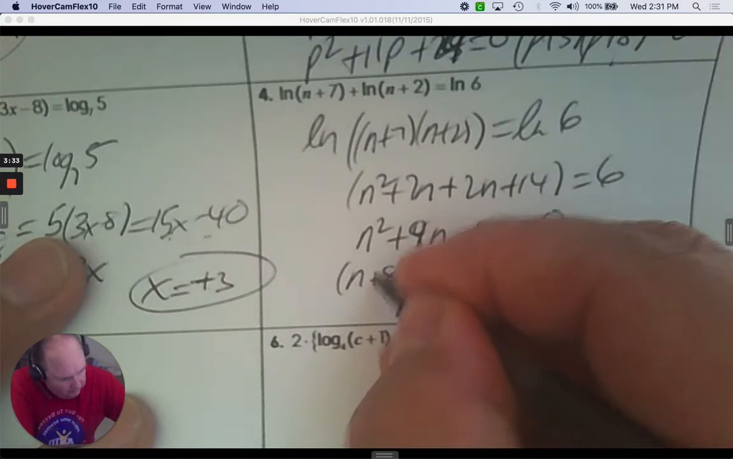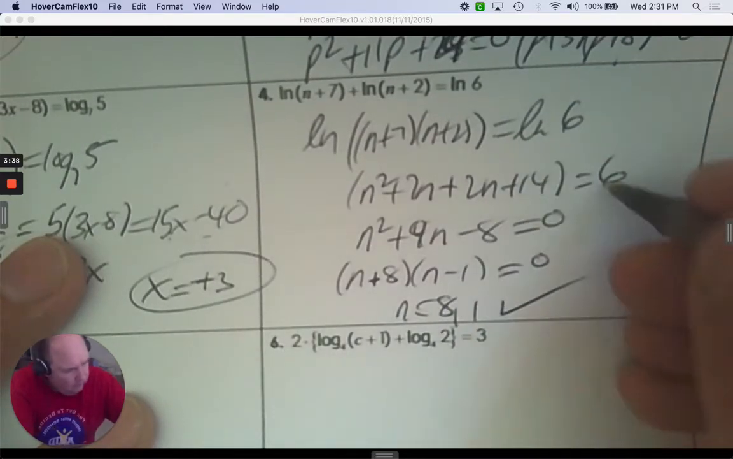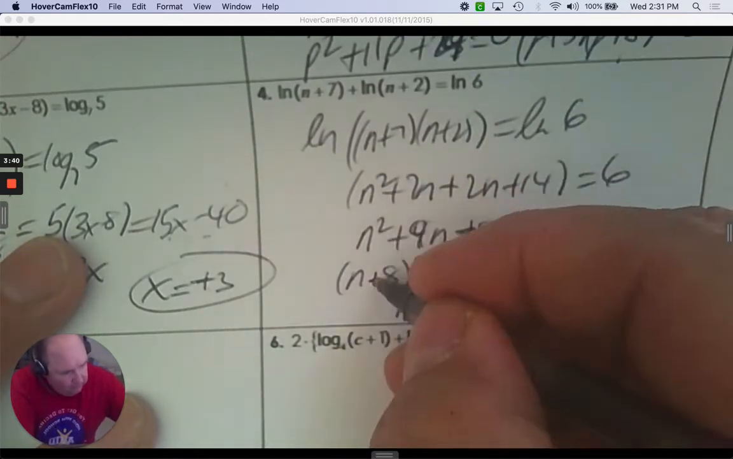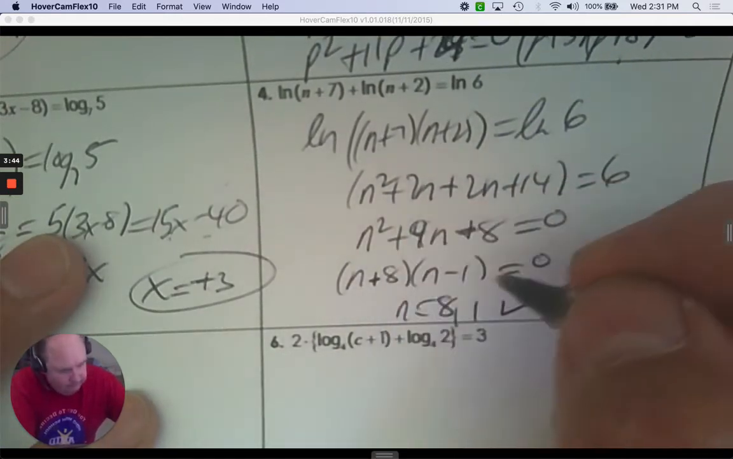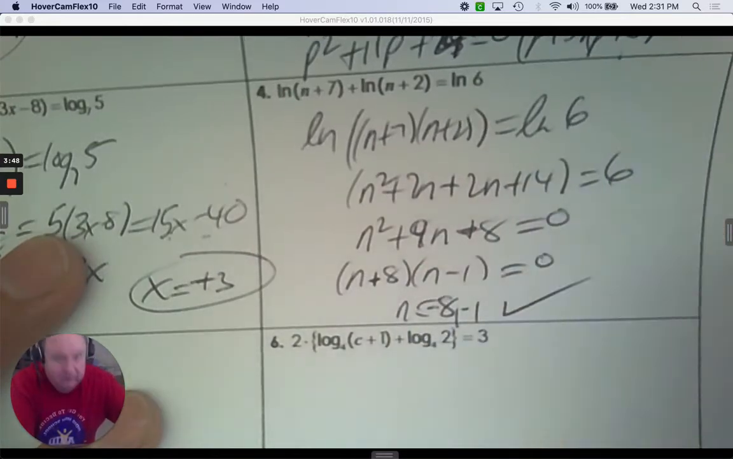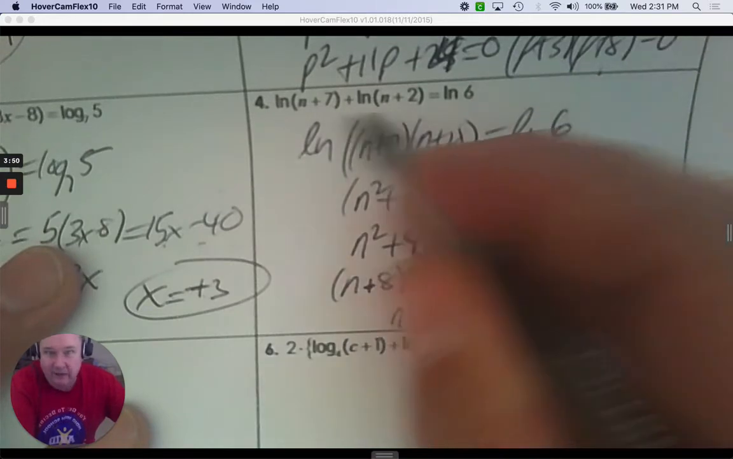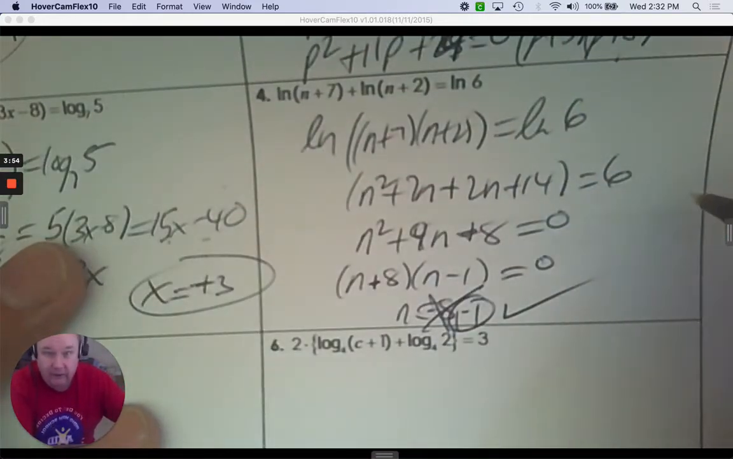Oh, wait a second. Both of these have to be... What did I do? This is positive. So that makes... Because it's all positive, that makes these two answers negative. And because of that, -1 works, but -8 is extraneous. So the only solution is -1.